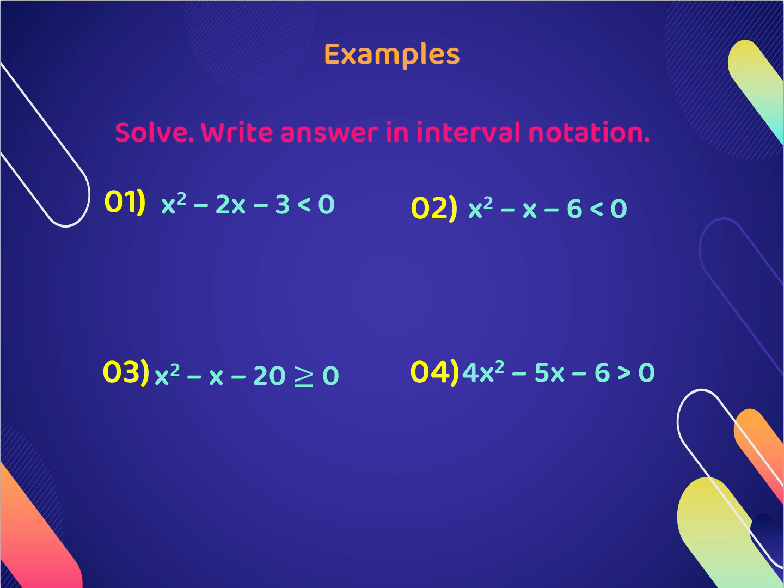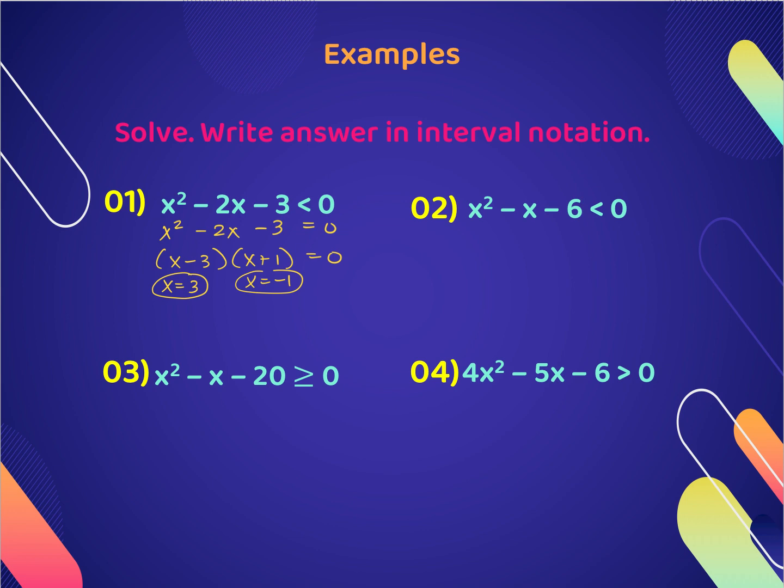So let's just start with this first problem. It says x squared minus 2x minus 3 is less than 0. Notice that everything's on the left, there's 0 on the right. So we're going to start out by converting this to an equation. We're just going to make it equal to 0. And then we're going to factor this left side. So x minus 3, x plus 1 equals 0, which means x is 3 and x is negative 1. So these are two solutions, right?